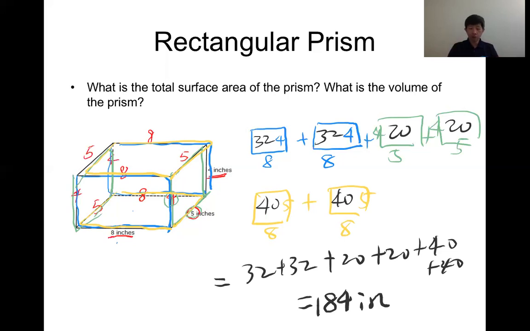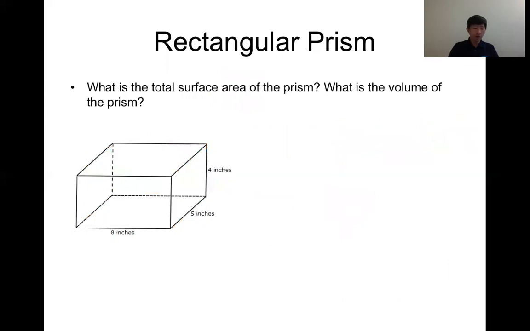Inch square. Why inch square? Because we're looking for the area. So that's why it's inches square. All right, so that is the surface area. Any time we find an area, we have unit square: inches square, centimeters square, right? Because we're looking for the area, okay? Now what's the volume? The volume is different. It's not square, it's cube, all right? Now it's a cube. Let me show you why we have a cube.